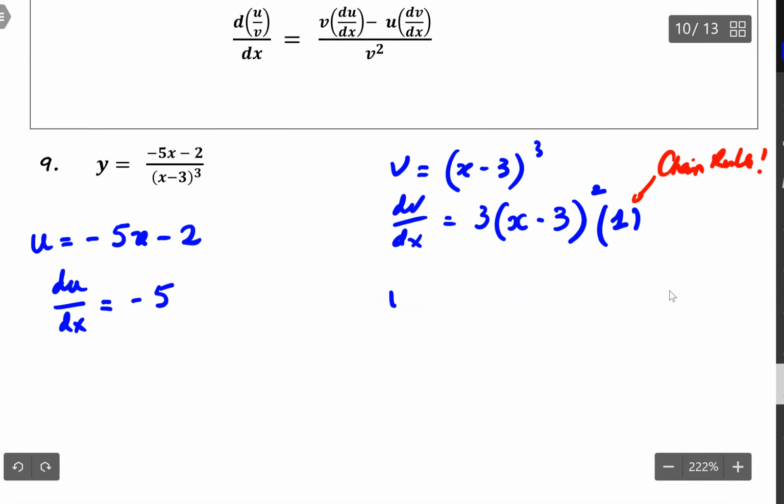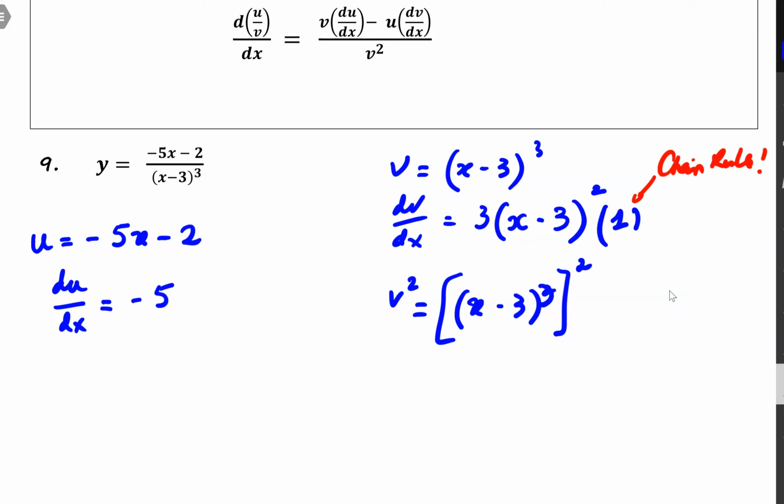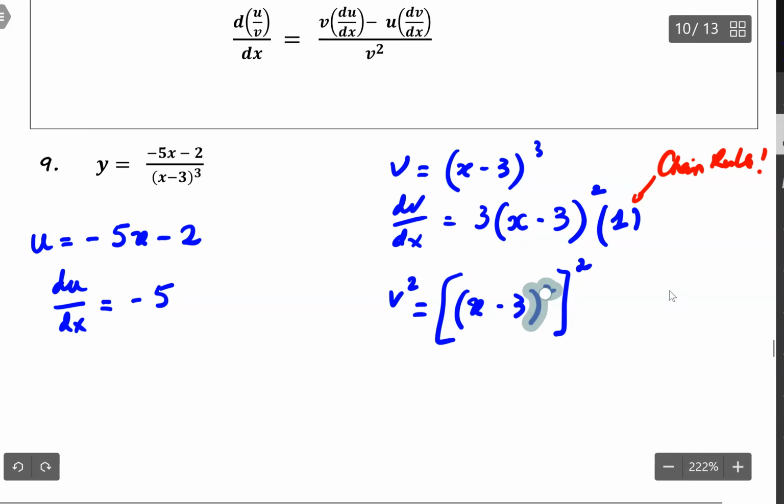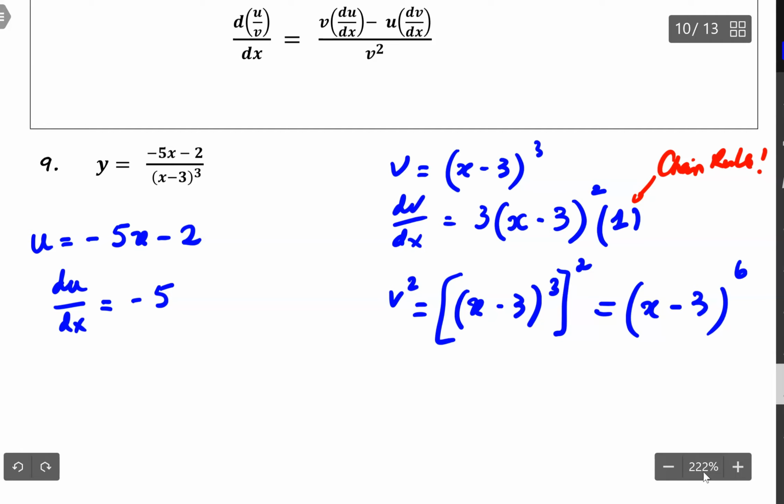So what about v squared? We have x minus 3, all of it to the exponent 3, and then you raise everything to the exponent 2. You remember the formula that we did earlier, when we are raising a power to an exponent: you multiply these two exponents. So you take 2 times 3, which is 6. I will write that down: x minus 3, all of it to the exponent 6.